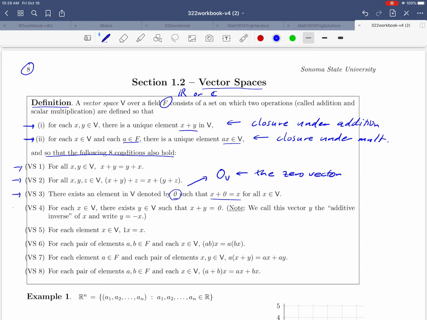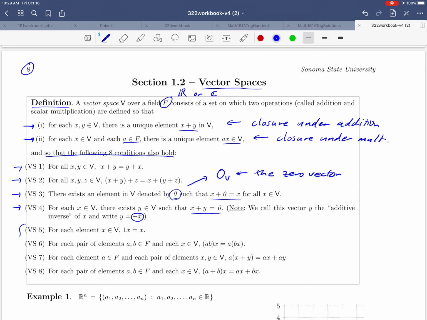And one more property that we'll just talk through together here. For each x in V, there exists a y in V such that x plus y equals 0. This is just a way of saying that each vector in our vector space has a negative, another vector that we can add to it that gives us back the 0 vector. And we'll use this notation, negative x, for the additive inverse of x.